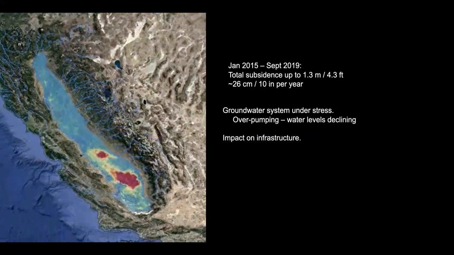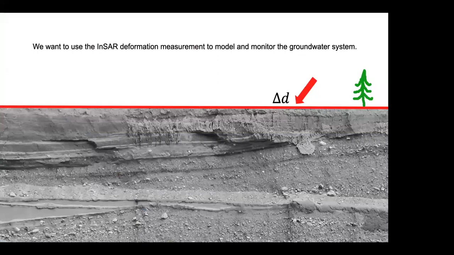There's also a huge impact on infrastructure. Many of these aqueducts and canals that are supposed to be moving water across the ground surface, we now have water going uphill because of the differential deformation that we've seen. So what we want to do is to use the InSAR deformation measurement to model and monitor the groundwater system. We want to use this deformation that we can now map out with the InSAR data to figure out what's going on in the groundwater system. What's the link between this deformation, groundwater flow, and the water levels?